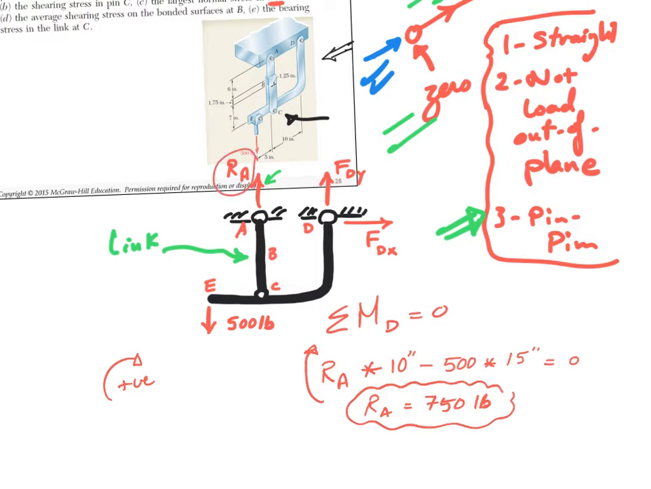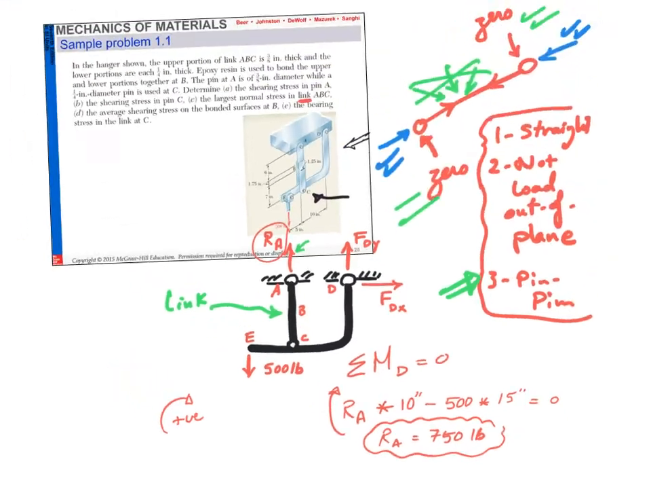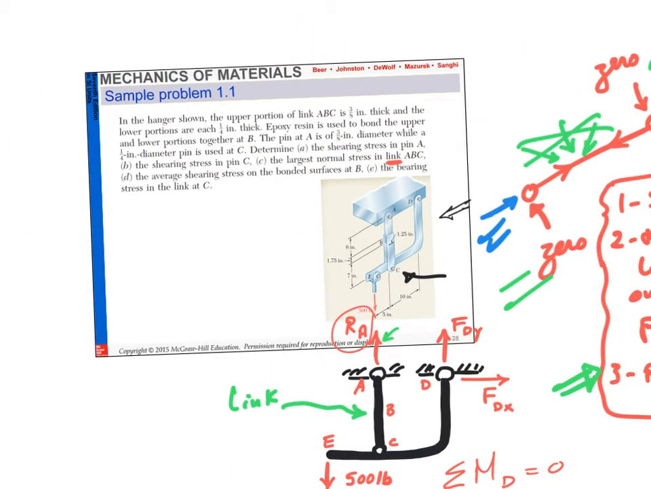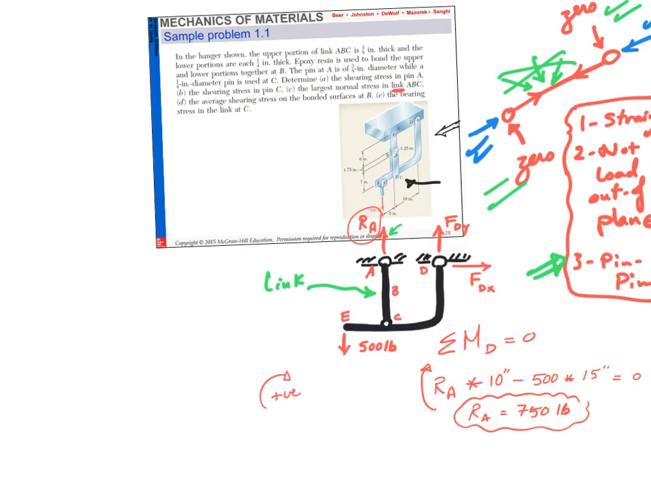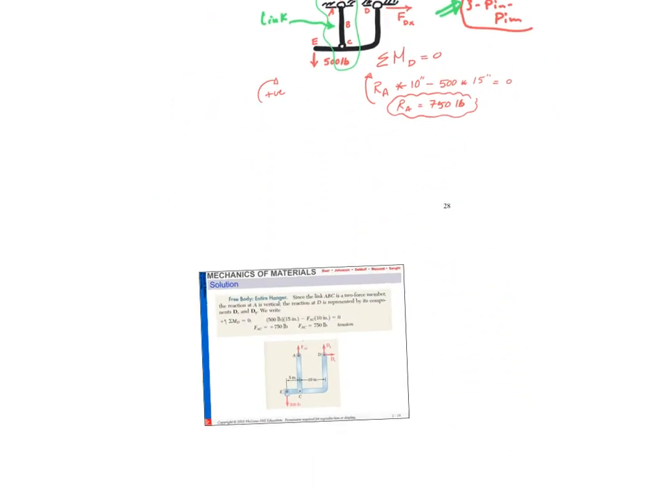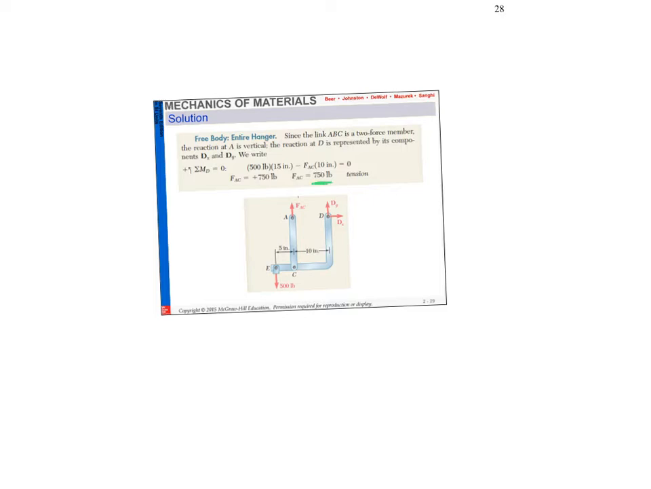Now, can I get FDX and FDY? Of course I can. Do I really need them? Did I ask for them in the question? I don't think so. Everything I'm asking for: shearing stress at pin A, shearing stress at pin C, largest normal stress in link ABC, average shearing stress at surface B. So don't waste your time. If I'm not asking you for something related to D, don't bring it. Does that make sense? So now I got just the force at A, which is RA. Everything else is related to this guy. So I will just solve things in this guy. Yes, we got 750 pounds.